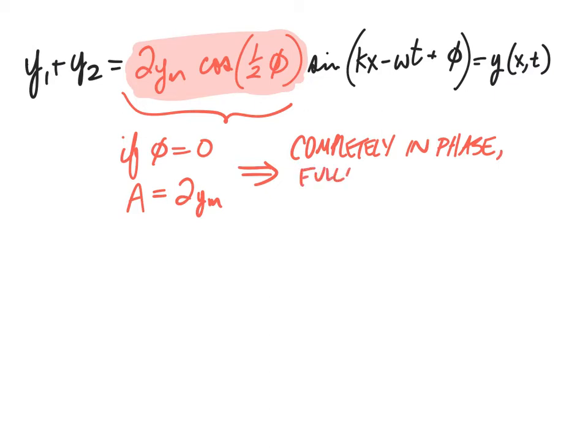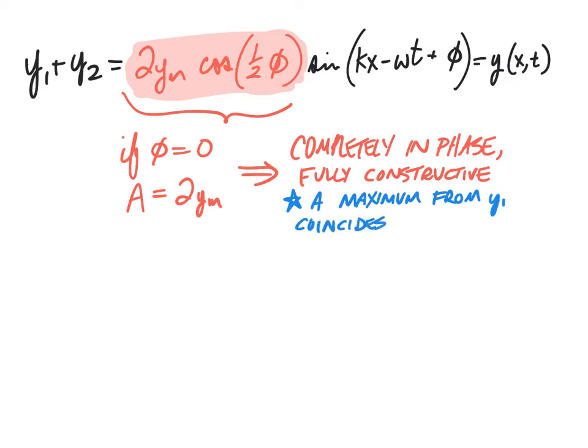Which means they would be fully constructive, okay, because a maximum from the wave y1 coincides with a max from y2, and you get a bigger wave. And bigger wave meaning that double.